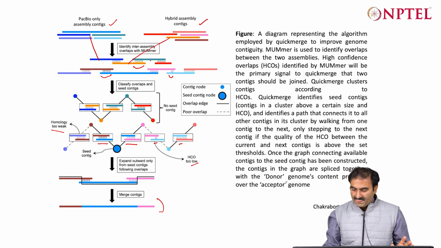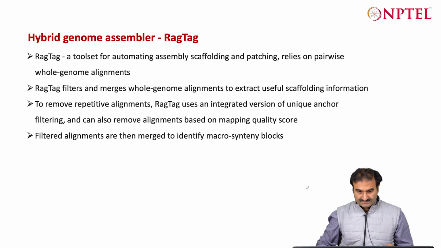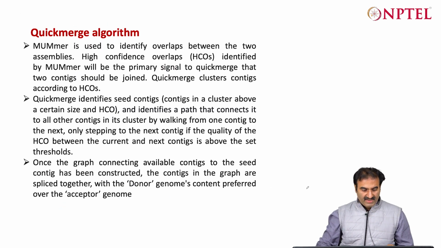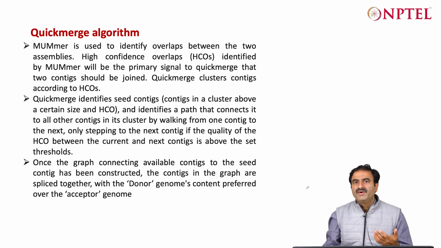So there is a donor genome and acceptor genome concept here. That means you can use either of the assemblies, the nanopore or long read assembly or the short read assembly, as the template. So MUMmer is generally used to identify the high confidence overlap regions, and those are the contigs that show high confidence overlap and should be connected together. So those are connected from the long and short read assemblies.